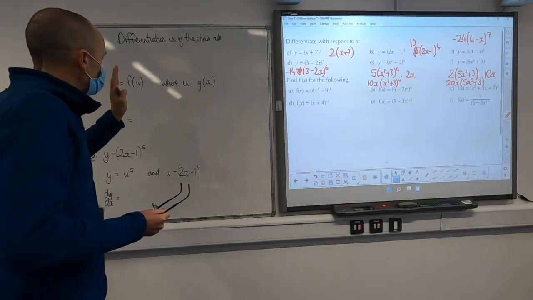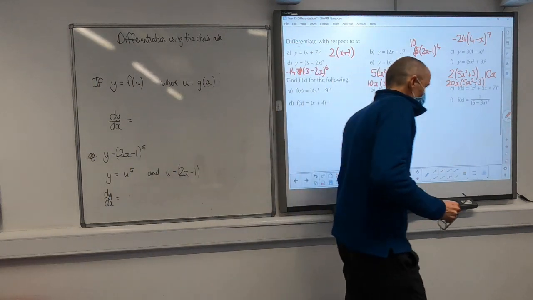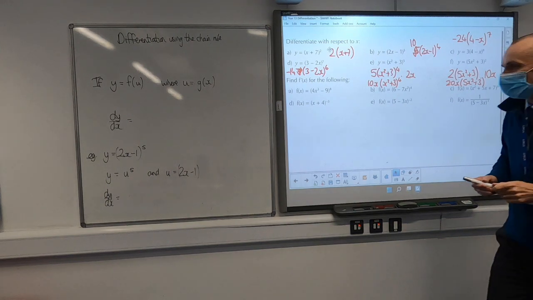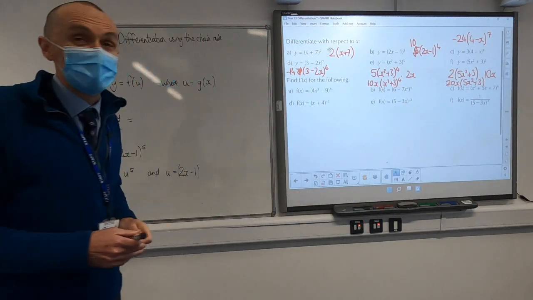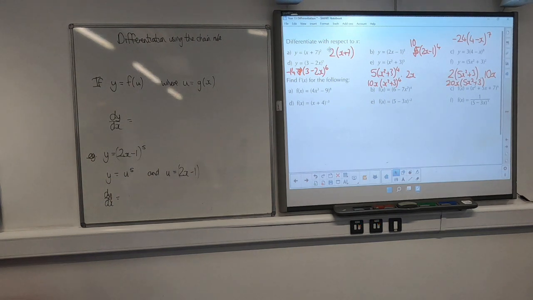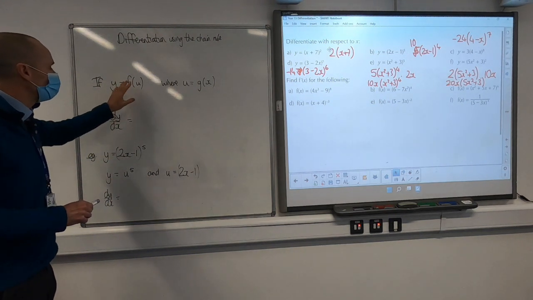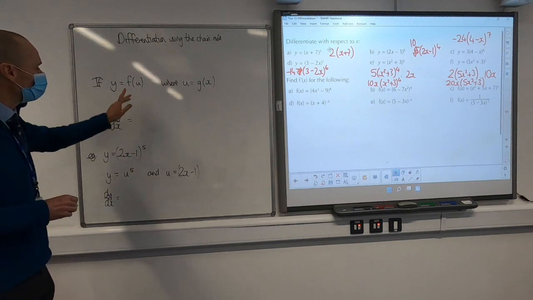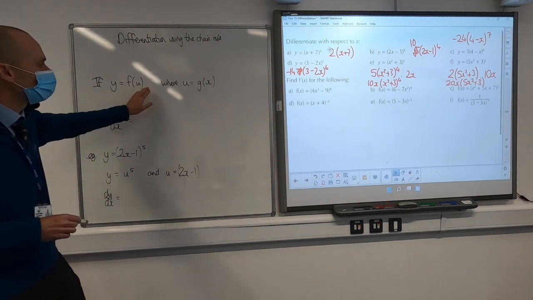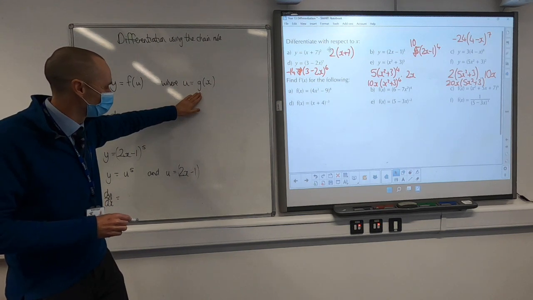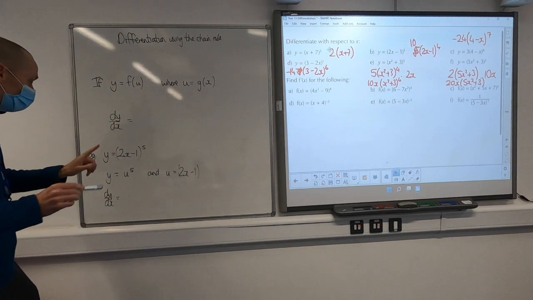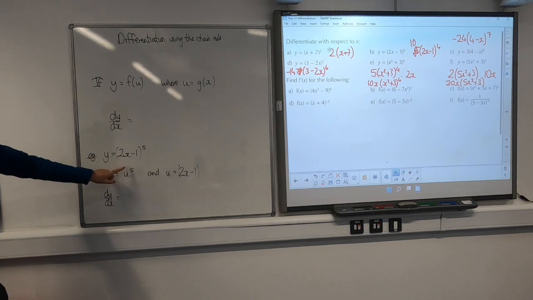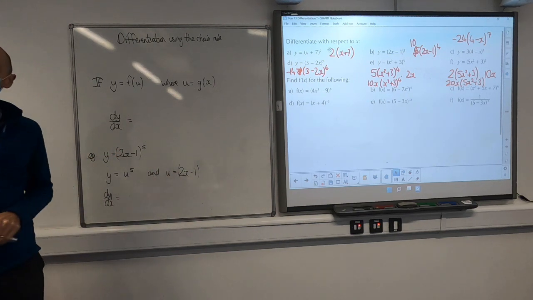So this is called the chain rule, and let me share the sort of formal definition of the chain rule with you, which maybe will help you understand why I tend not to bother with it. So if you've got some function that you're being asked to differentiate, and that function is itself a function of something else, so for example, in this case here, you could sort of say this is u to the power of 5, where u is 2x minus 1.